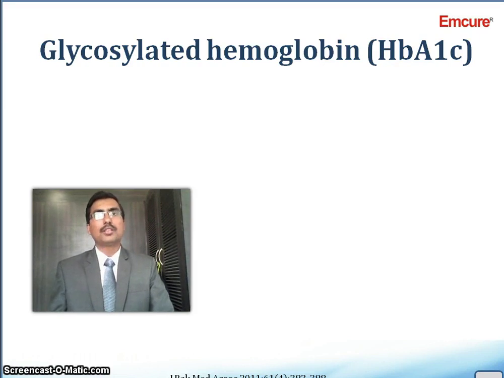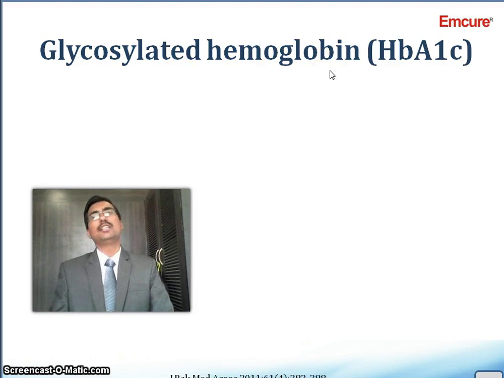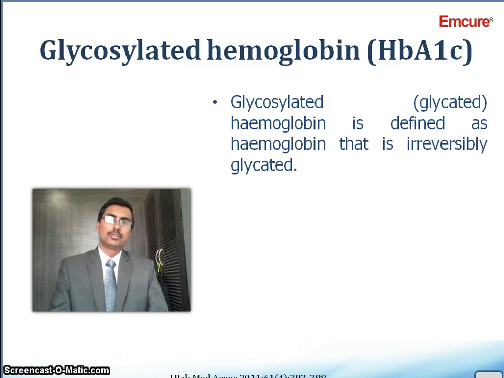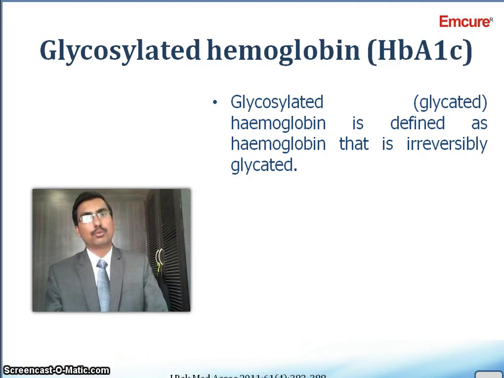Now, what happens when the blood sugar level increases? This excess glucose binds with this globin, and that is the reason it is called glycosylated. That means glucose bound with protein, glycosylated hemoglobin, or HbA1c in short. So, glycosylated or glycated hemoglobin is defined as hemoglobin that is irreversibly glycated or bound with glucose.